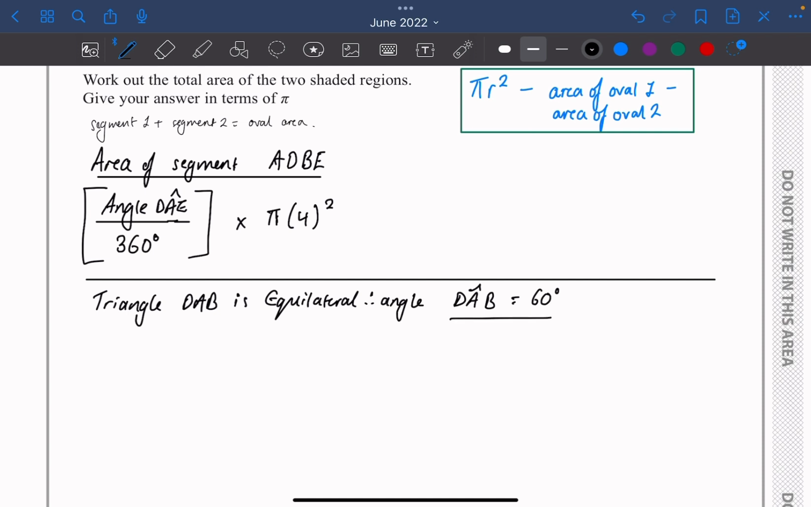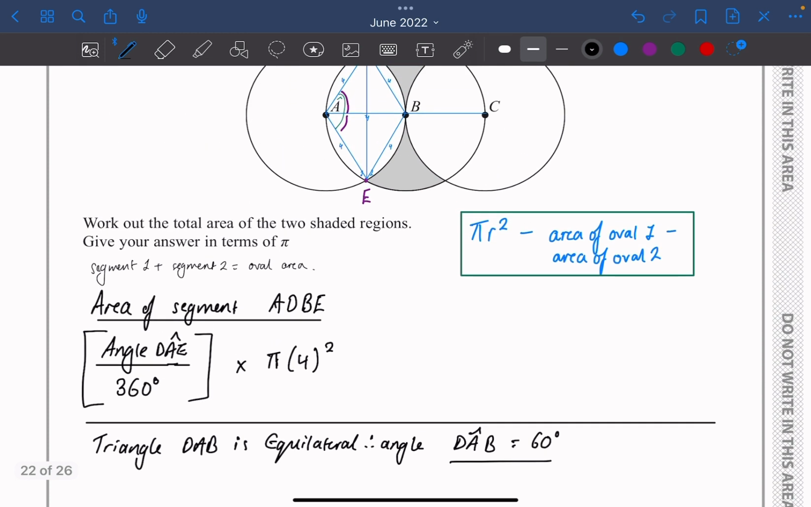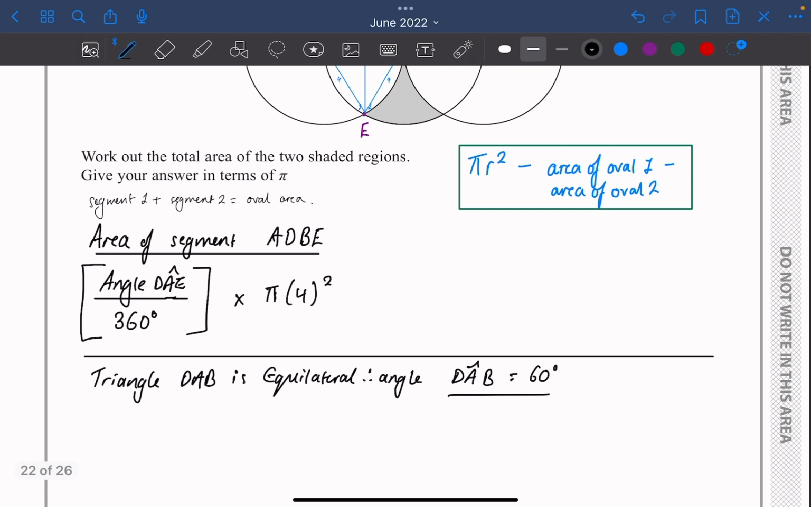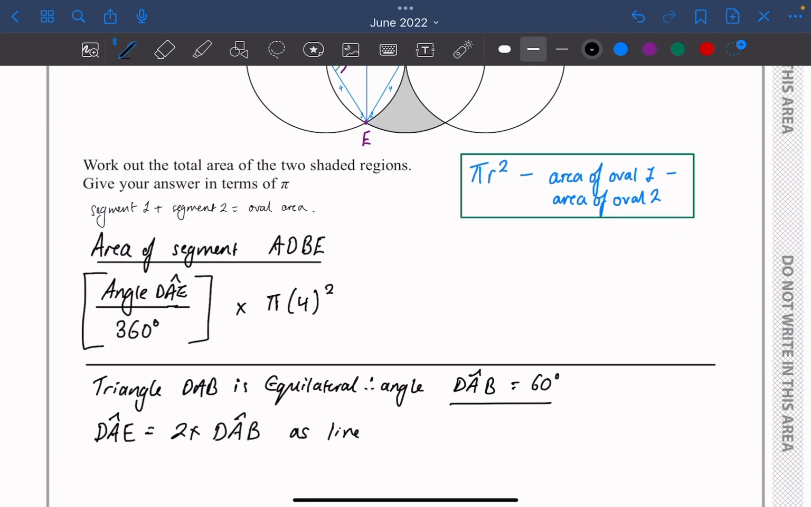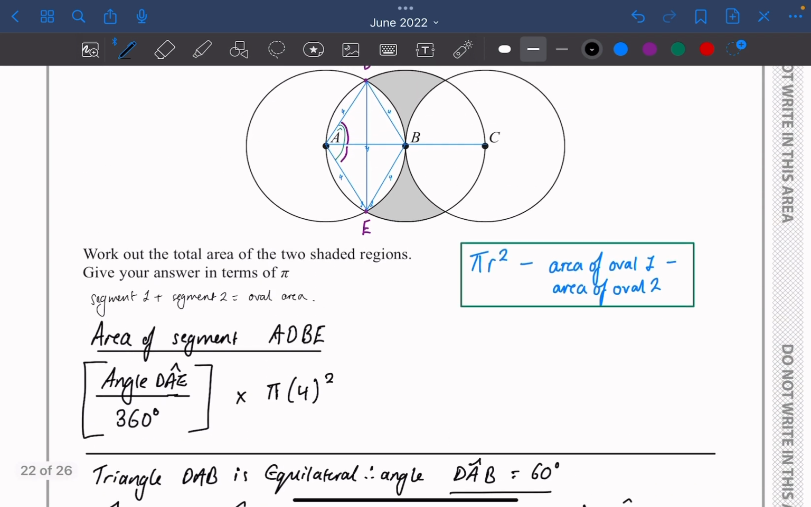Okay. Now, if angle DAB is 60, then angle DAE is equal to 2 times DAB, as line ABC bisects, which means cuts in half, angle DAE, due to symmetry. Okay. Now, so we know angle DAE.